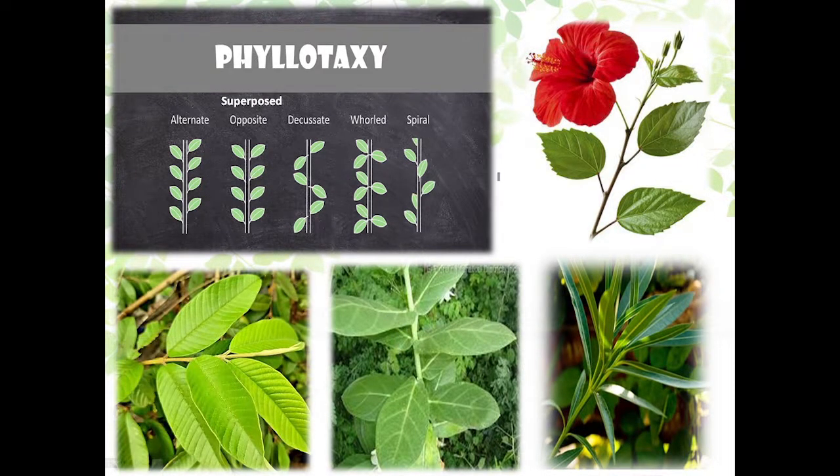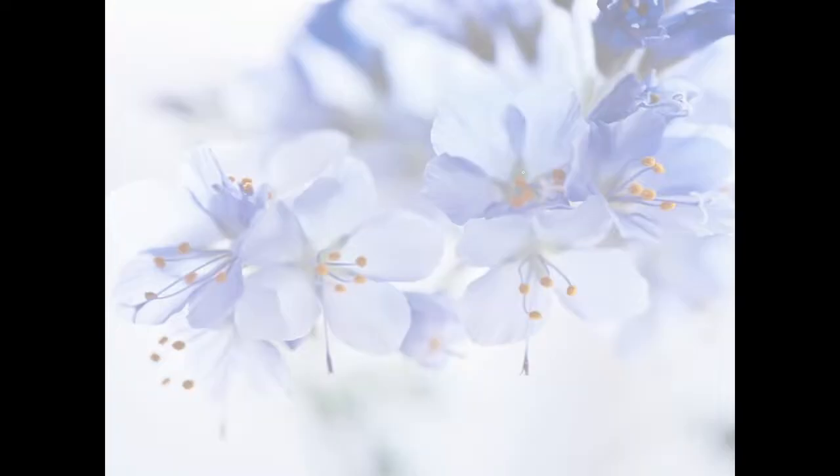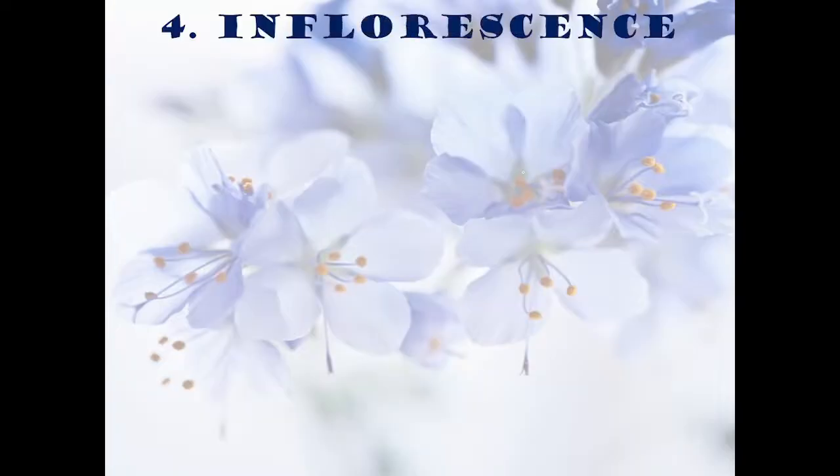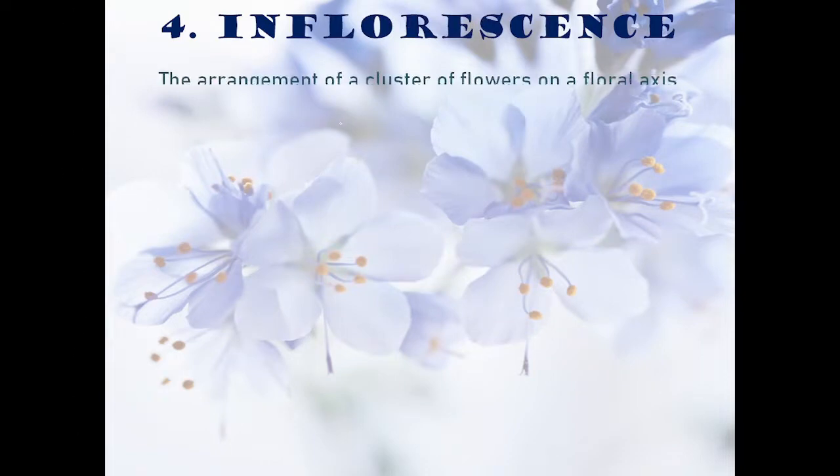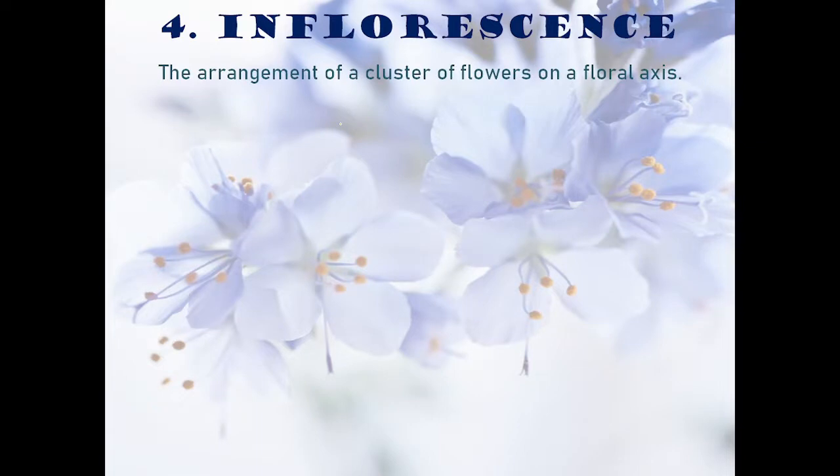Okay, let's go to the next part. What's there for us? Oh, it's inflorescence. What is it? The arrangement of a cluster of flowers on a floral axis is known as the inflorescence. So there we have learned the arrangement of leaves. Here, the arrangement of clusters of flowers.